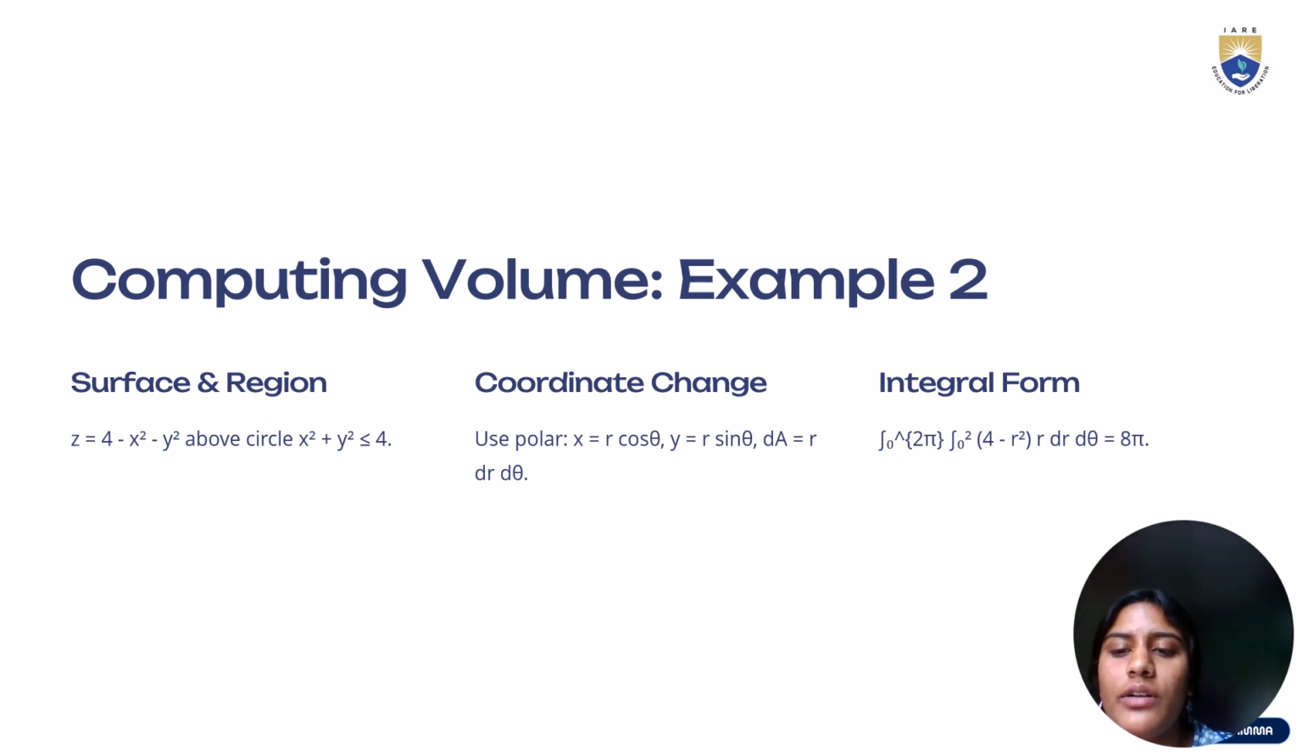So after computing everything, the integral becomes the integral from 0 to 2 pi, from 0 to 2, of 4 minus r squared, r dr d theta. First we are going to integrate with respect to dr, and then we are going to integrate with respect to d theta. After solving the whole thing, we are going to get 4 pi as our final answer.